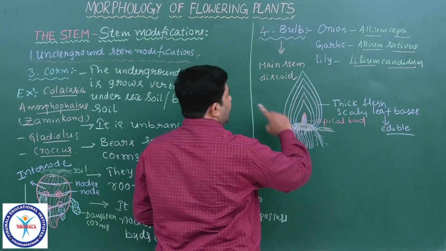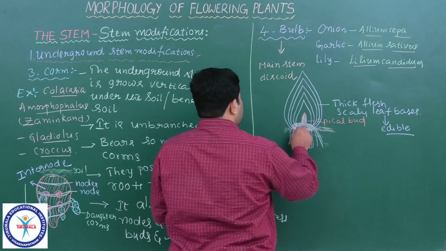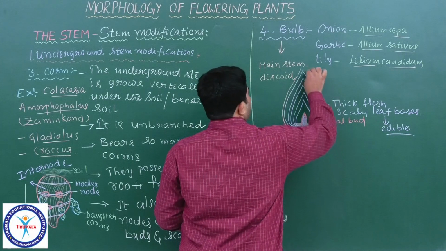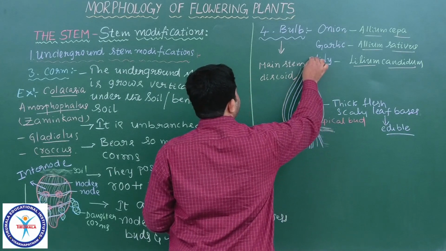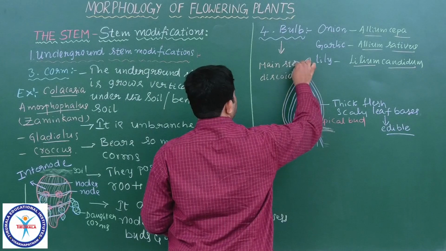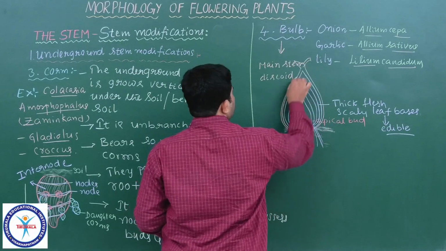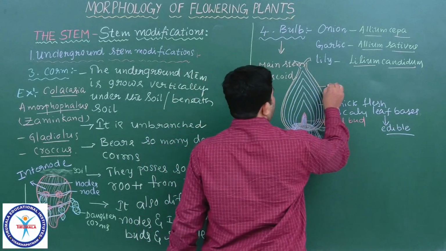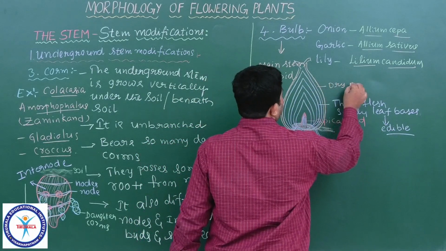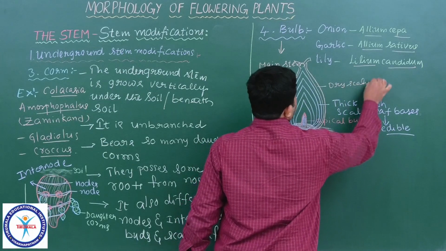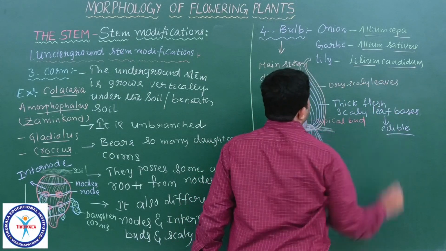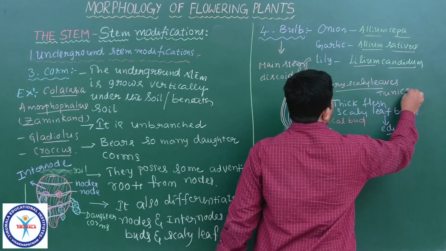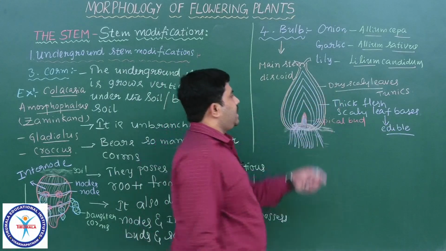Around these radial leaves, we also observe a continuation of the other outer radial leaves which are dry in condition. Around these, we observe some other dry scaly leaves at the outer or peripheral region. These are called tunics. These tunics give protection.